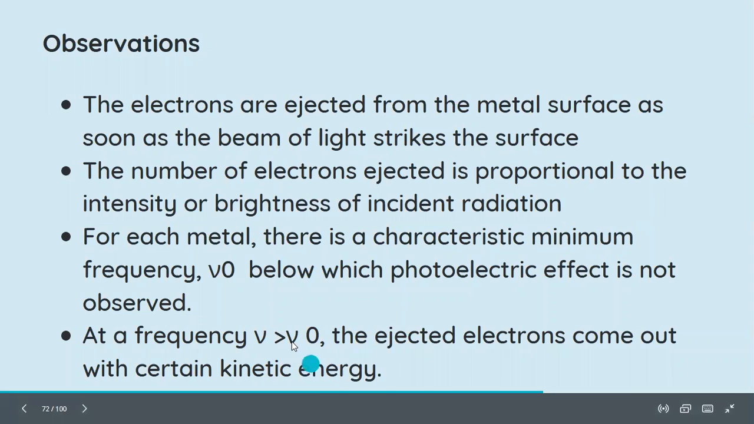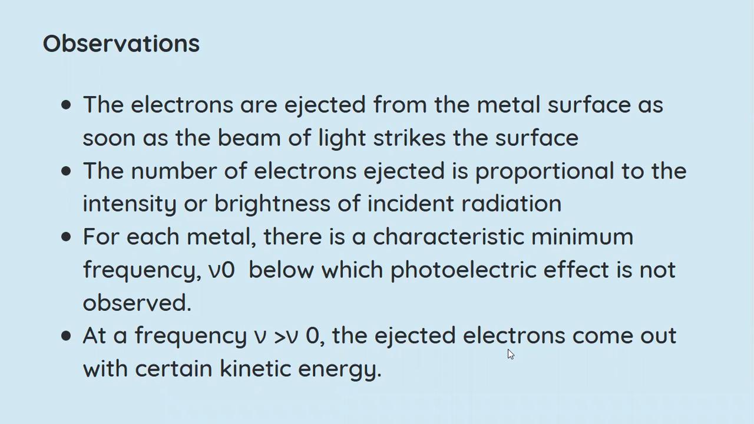At a frequency nu greater than nu zero, the ejected electrons come out with a certain kinetic energy. The kinetic energy of the electrons will increase with an increase of the frequency, and it is independent of the intensity. Remember this: the number of ejected electrons depends upon the intensity or brightness. The frequency determines whether electrons are ejected in the first place. If it is less than nu zero, they won't be ejected. If the frequency is higher than the threshold frequency, then the kinetic energy of the electrons will increase as the frequency increases, and this is not dependent on the intensity or brightness of the incident radiation.